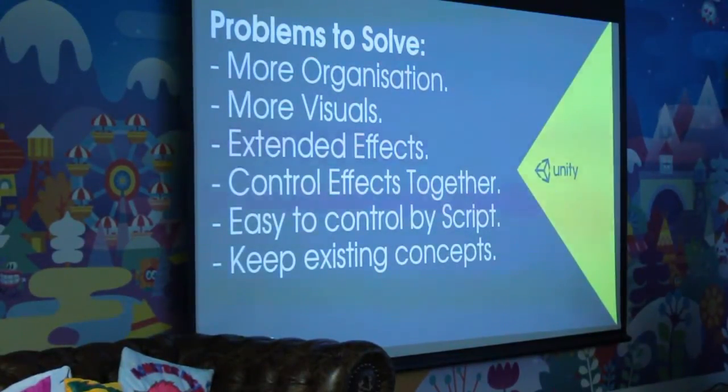So: more organization, more visuals, more effects, well, extended effects. Control a lot of effects together. So instead of saying these 2,000 dogs all echo, say dogs in general all echo. So nicer control of effects. Easy control by script. That was really important because people like to do really weird stuff in Unity. I've seen probably the weirdest things ever, like simulators where you're a dolphin in a classroom cheating on exams. Yeah, there's some really weird stuff in the games industry. So people needed to control things by script and change things.